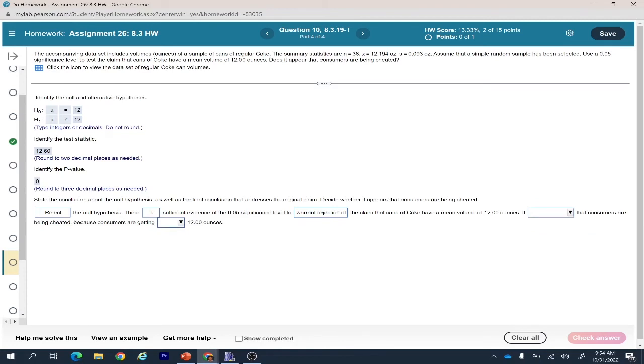Remember, the claim is the mean volume should be 12 ounce, but in our sample the mean volume is greater than 12 ounce, and we are rejecting this claim. But as you can see here, it doesn't mean that the mean is less than 12 ounce, because the sample mean gives us a mean greater than 12 ounce. So it does not appear that consumers are being cheated, because the consumers are getting at least 12 ounce.